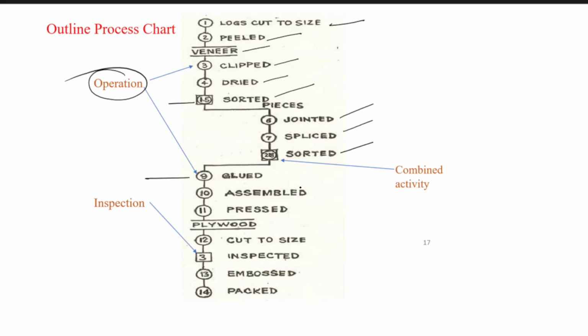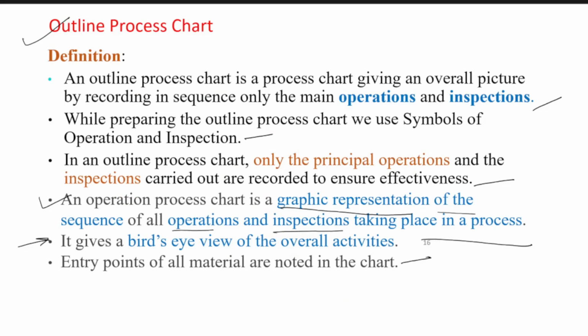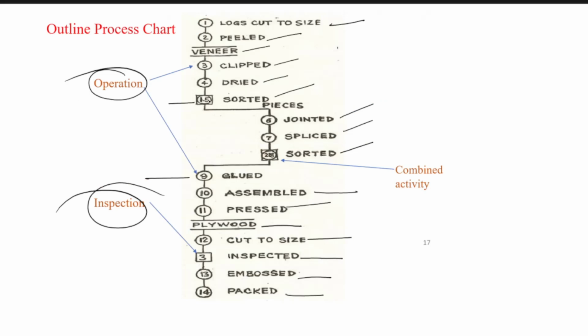They are glued, then assembled and pressed. The plywood is formed. Plywood is cut to size. Then it is inspected. So inspection is done. It is embossed and packed. So only two activities, that is operation and inspection, are carried out. And here we get the operation plus inspection combined activity. So in case of the outline process chart, we just use operation and inspection in the process.